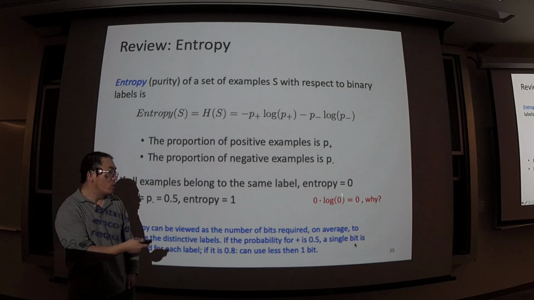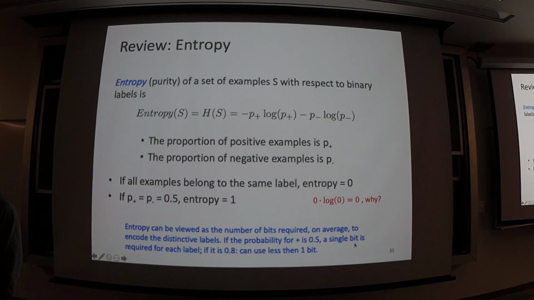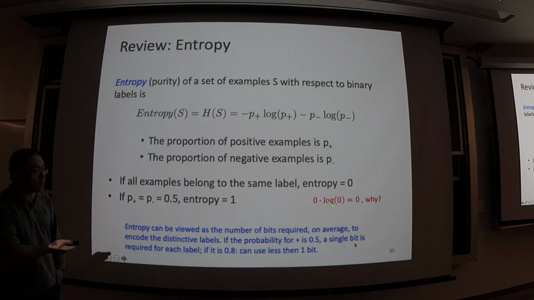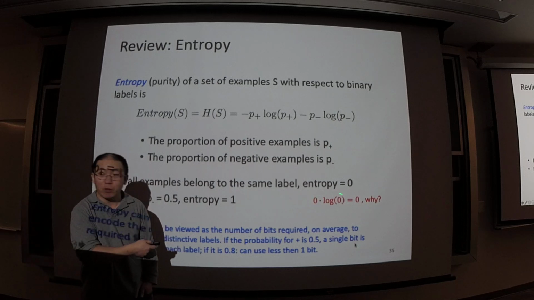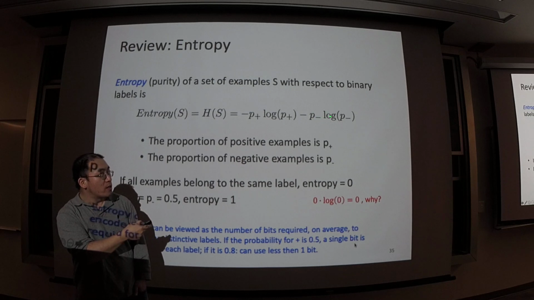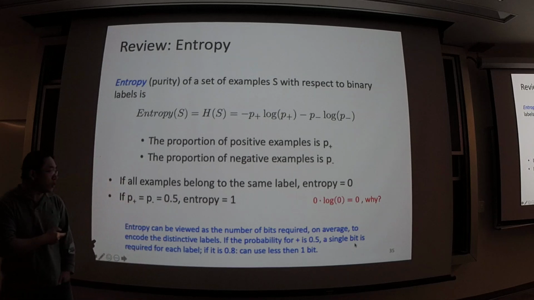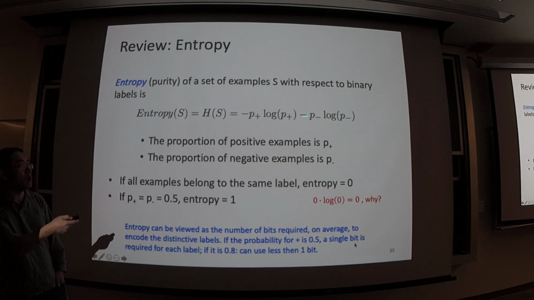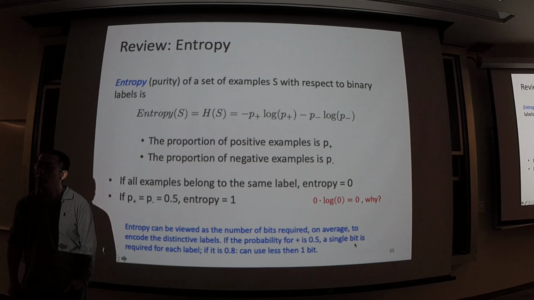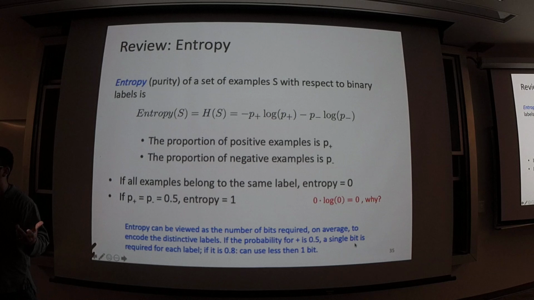You can verify this using L'Hopital's rule, which is in calculus 1. It's pretty straightforward to show that the limit, when p minus approaches 0, of p minus log p minus is 0. So in total, it means that if all the examples belong to the same label, the entropy is simply 0, meaning that you have zero uncertainty. Meanwhile, you have the largest purity, right?